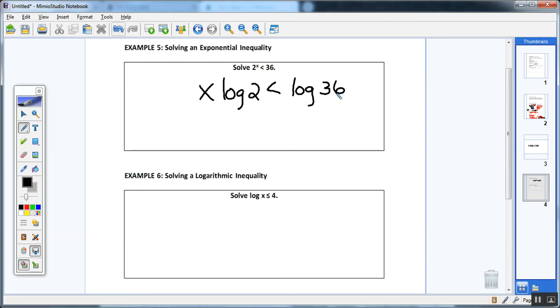I have x log 2 divided by log 2, log 36 divided by log 2. All right, I know the log 2's are going to cancel right here, kids. I do not know what log of 36 divided by log of 2 is, but I'm going to guess it's probably between 5 and 6. Closer to 5 than it is 6.